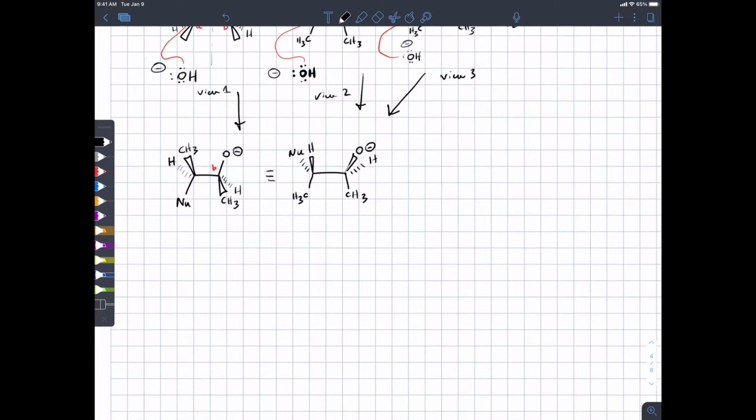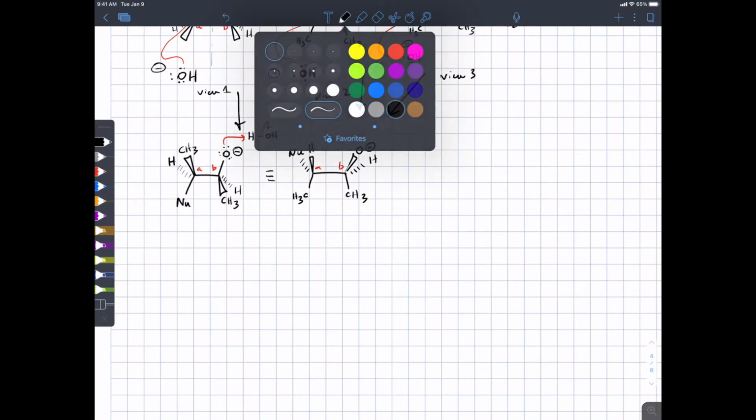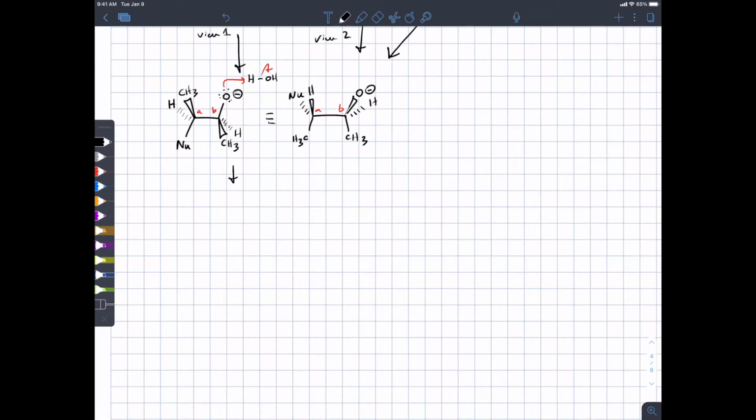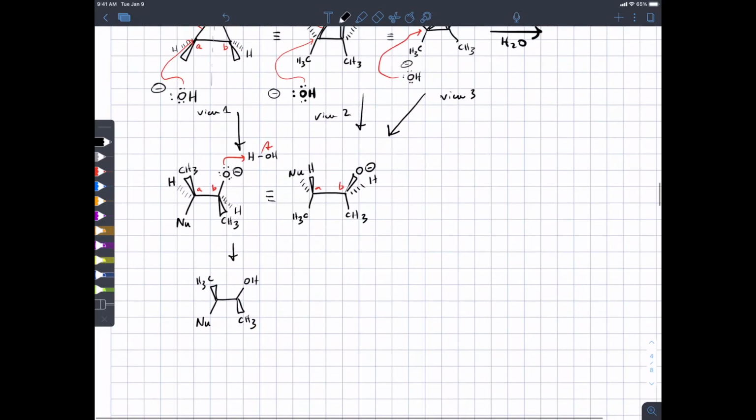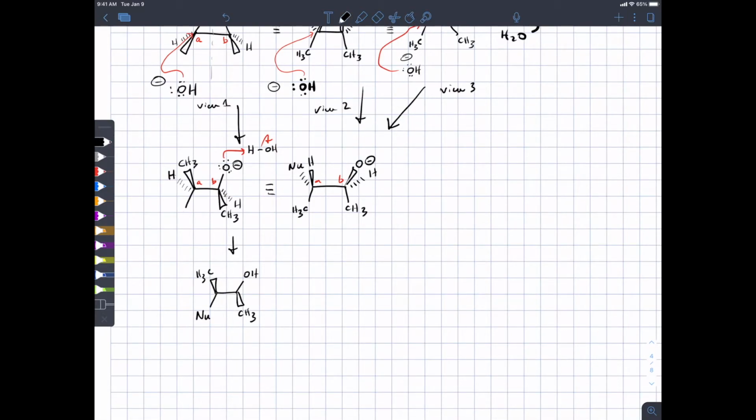I will point out that after the negatively charged oxygen leaves, it picks up a proton from some source, probably the solvent, water, and then your final product is shown here. And the stereochemical nature of this product, oh, we said the nucleophile was OH. I'm sorry for not committing by writing that OH down there.